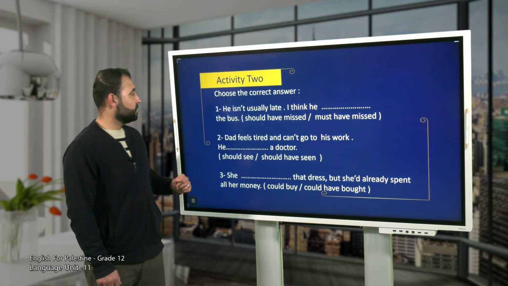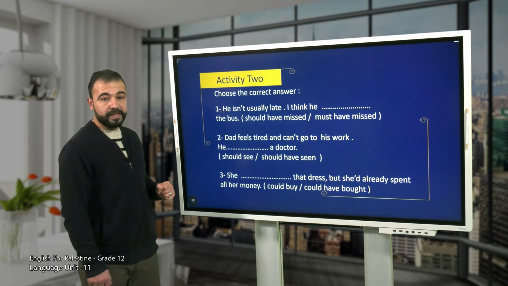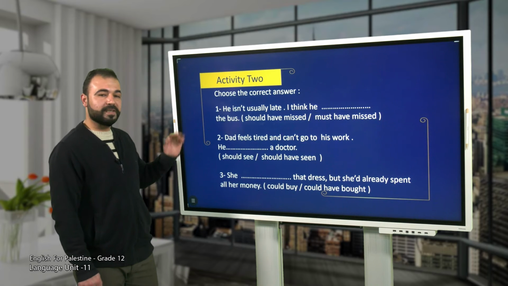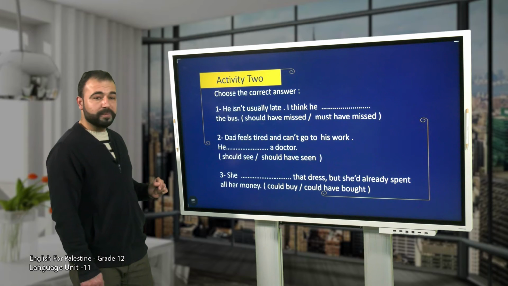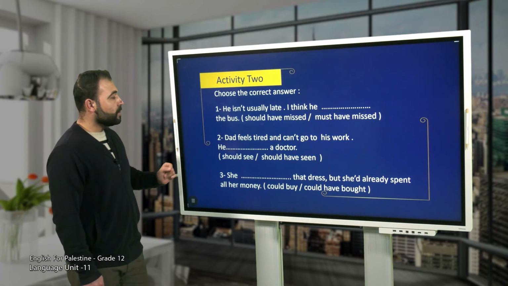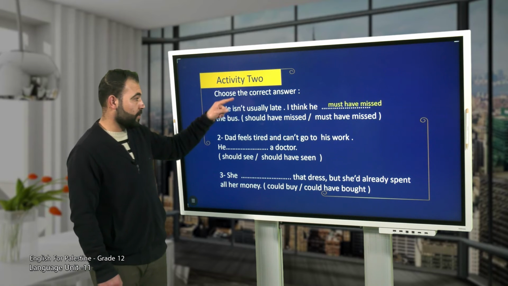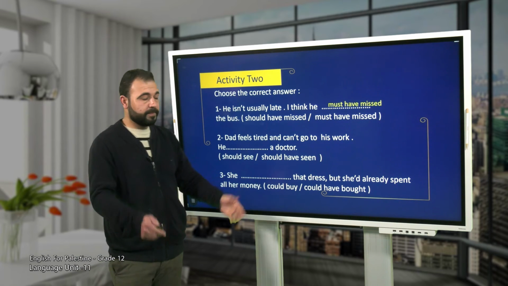Activity number 2. Choose the correct answer. Please take 2 minutes, read these sentences, and choose which answer is the best for each. Thanks a lot. Now please, let's see the correct answers. Sentence number 1. He isn't usually late. I think he blank the bus. He should have missed or must have missed. He must have missed the bus because he is usually not late.